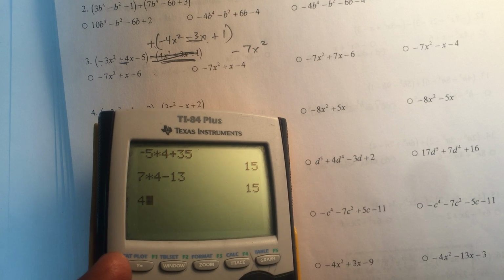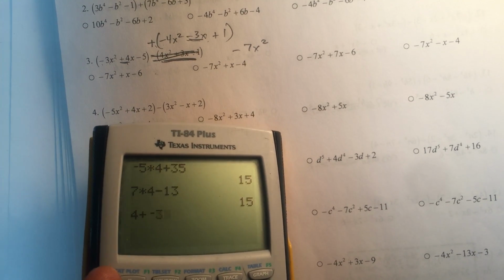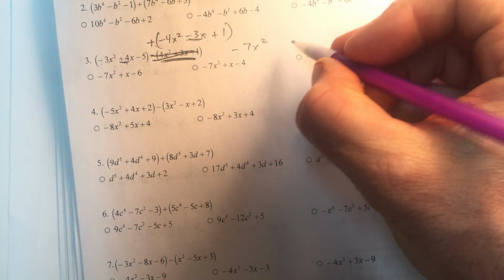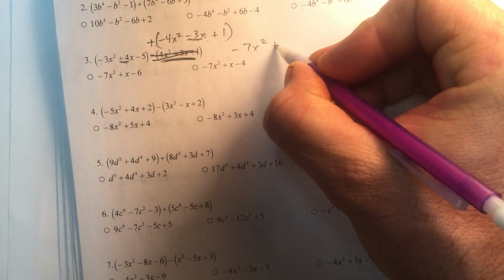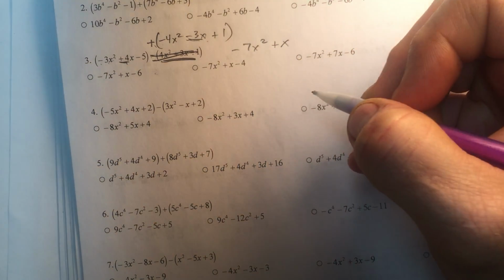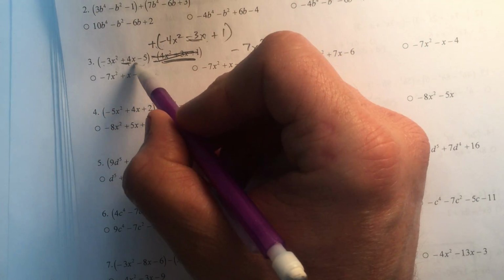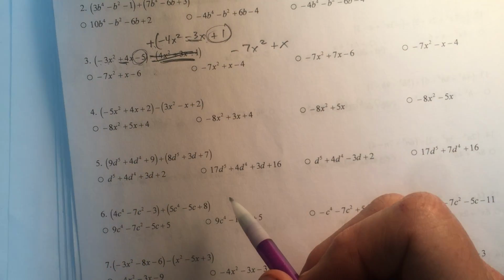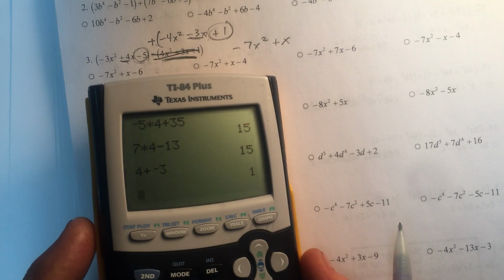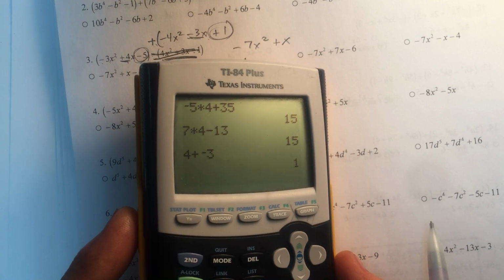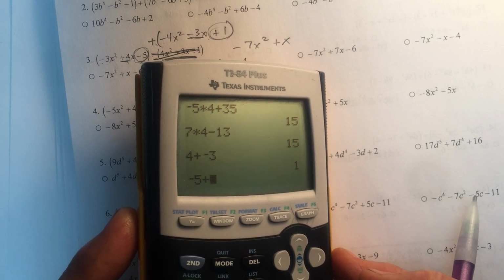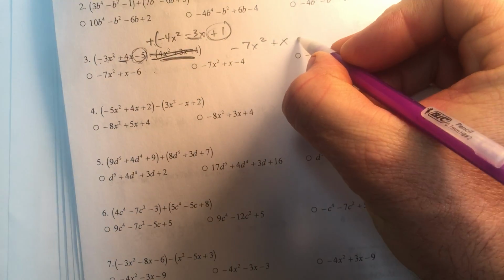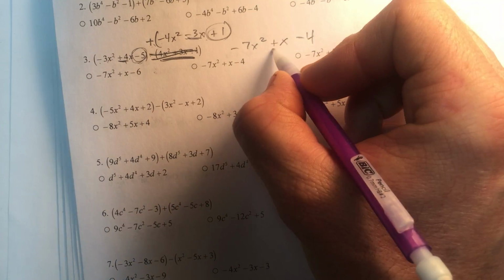4 plus negative 3 comes out to be 1. So that's just a 1x, and I don't even have to put the 1, I just put x. And then I do negative 5 plus positive 1. All right, you just punch that in. I'll do this one for you. Negative 5 plus 1 looks like negative 4. So minus 4. So there's my answer right there.